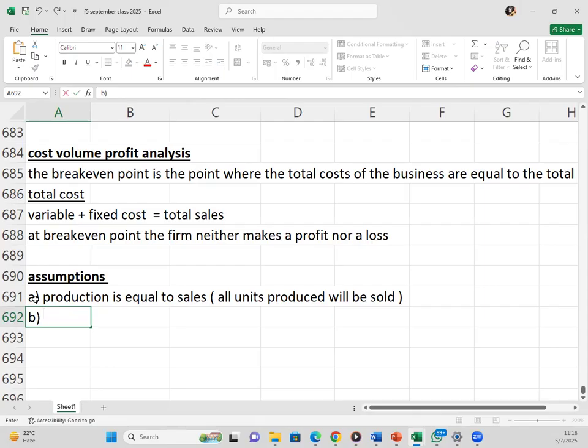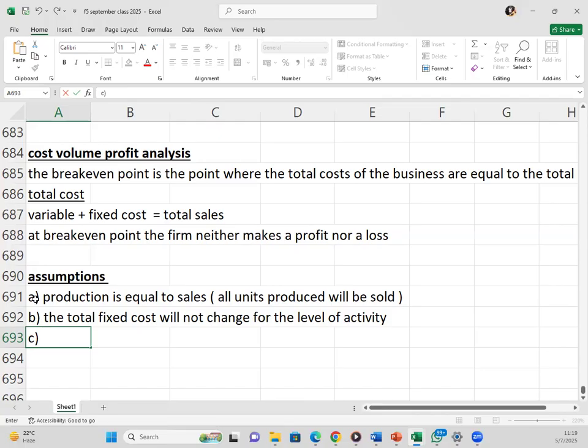And the other assumption is that the total fixed cost will not change for the level of activity. So that's the other assumption, that our fixed costs in the business are not going to change. So the first assumption is that everything we produce, we sell it. The other assumption is the fixed costs will not change.